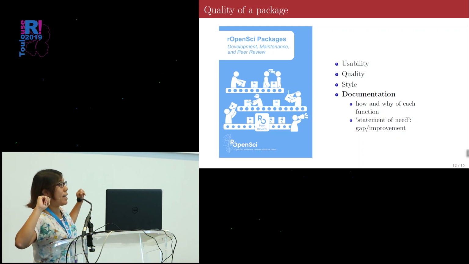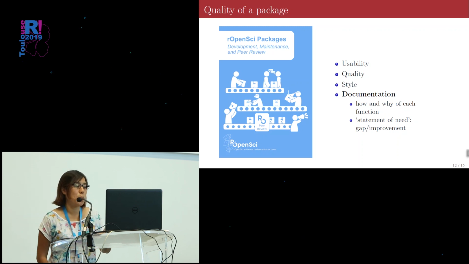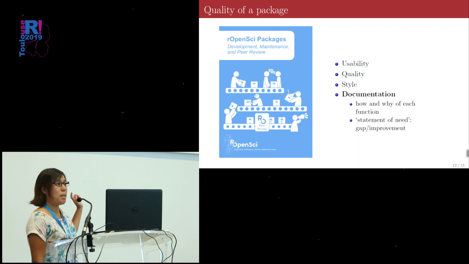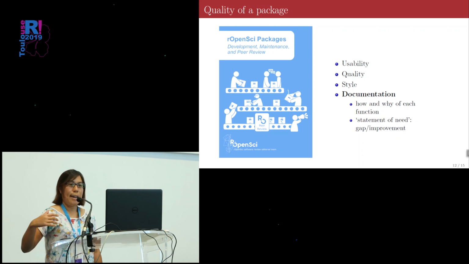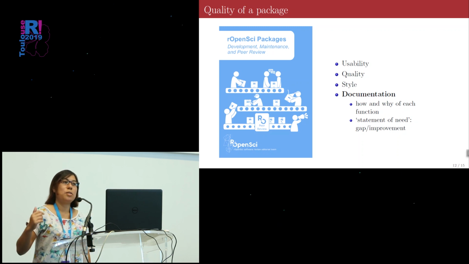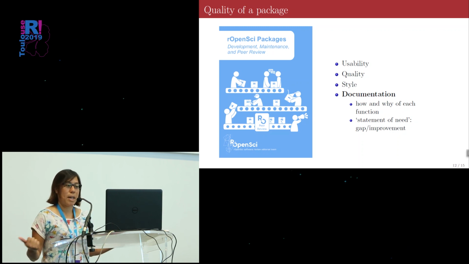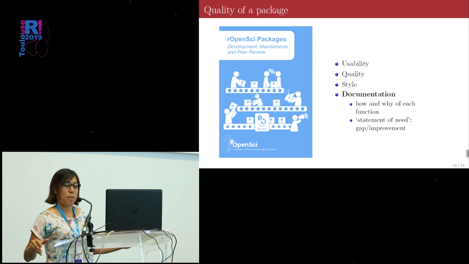I wanted to point out, and encourage developers to go through, rOpenSci, which is a platform for software peer review. And they have their own ebook. They talk about development, maintenance, and peer review. They encourage reviewers to evaluate packages based on usability, so how useful the package is, how easy it is to use, the quality of the package, the styling of the code, and basically the documentation that is available for the package.